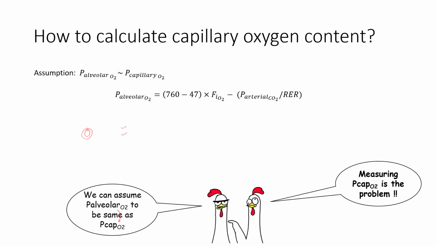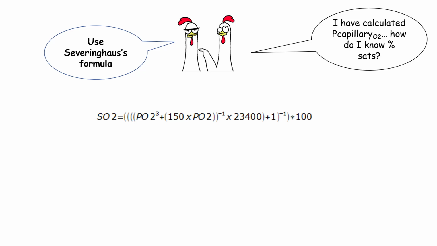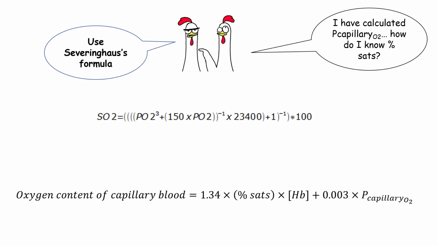The partial pressure of alveolar O2 is easy to calculate. Use this formula, where 760 is your atmospheric pressure and you subtract the vapor pressure, which is around 47. If you multiply that by FiO2 and subtract the amount of carbon dioxide, you should be able to get the partial pressure of oxygen in the alveoli, which will be equal to the partial pressure of oxygen in the capillary. Once you have calculated the P capillary O2, to convert it into SATs, use the Severinghaus formula. And once you have calculated the SATs, you can use those numbers to get your oxygen content in the capillary blood. Let's do an example to illustrate this.